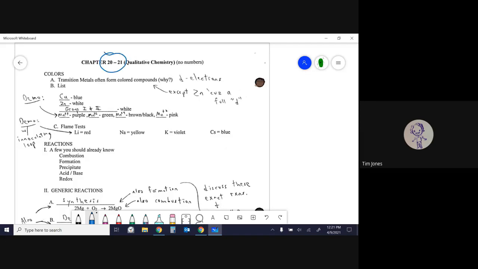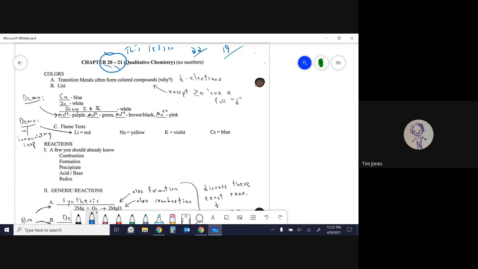Let me check the book. We'll actually be doing 20 and 21 in this lesson. But then we're also going to do chapter 22, which is organic, and then we'll also do chapter 19, which is nuclear. So it's more like 19 to 21 is the unit, and this lesson is 20 and 21.